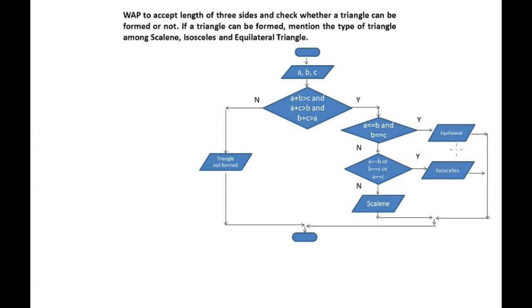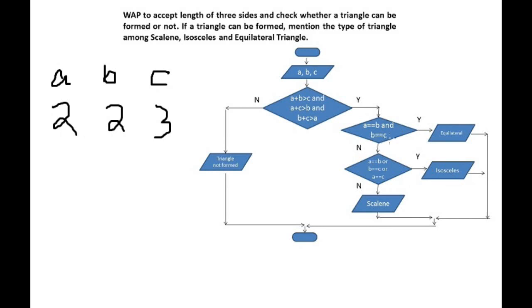Now say for example, if I consider that the values of A, B and C are 2, 2 and 3. Now in that case, if I consider this to be A, this to be B and this to be C, now A is equal to B, 2 is equal to 2.